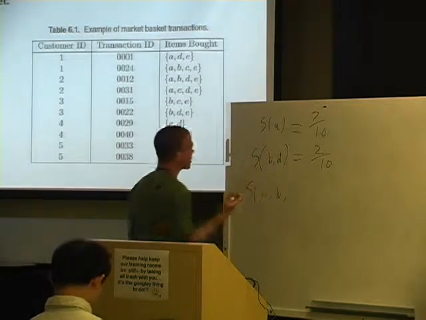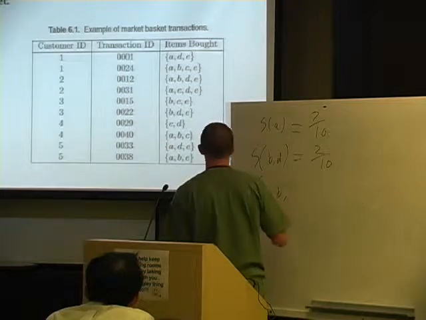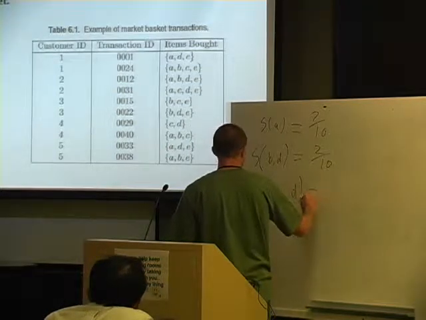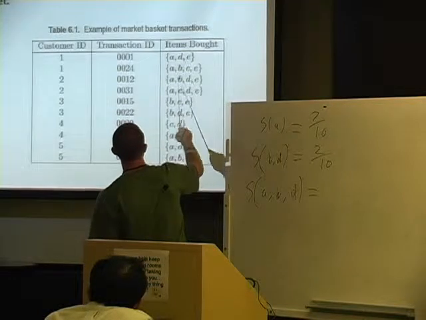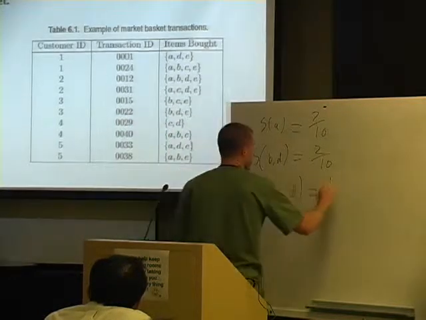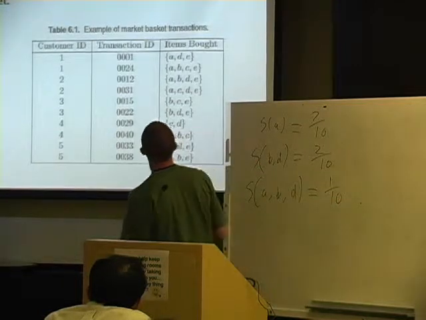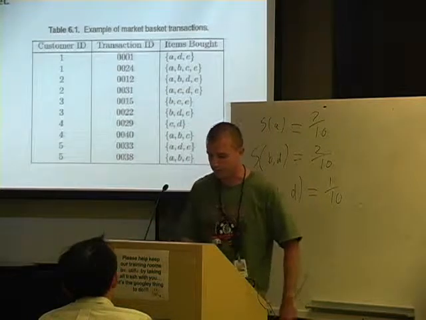It's like the intersection in probability: as you keep intersecting sets, they get smaller. So ABD has to be a subset of these BDs, and so ABD is here, 1 out of 10, because the other BD doesn't have A. So that's 1 out of 10. Those are the supports for the item sets. Those aren't association rules, they're support for item sets.